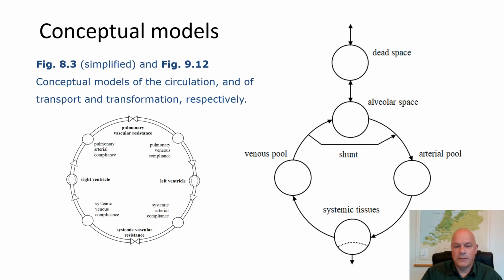So if it's a hydraulic system, I use a hydraulic diagram, and if it's a gas exchange system, I'll use other symbols. So what I did here on this slide is for two of the blocks of the previous diagram, we came up with conceptual models, one of the circulation and one of the respiratory gas transport and transformation. You can find both of these diagrams in my book, and the one on the left is a little bit simplified, made a bit more symmetrical.